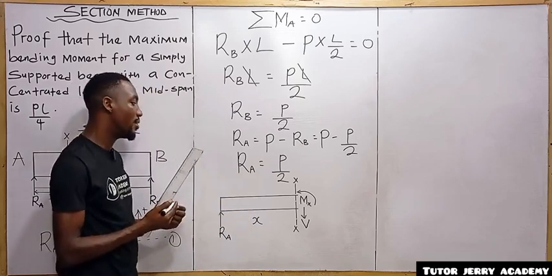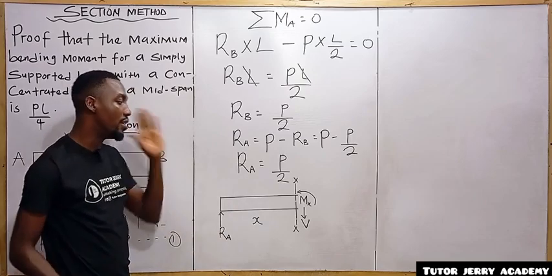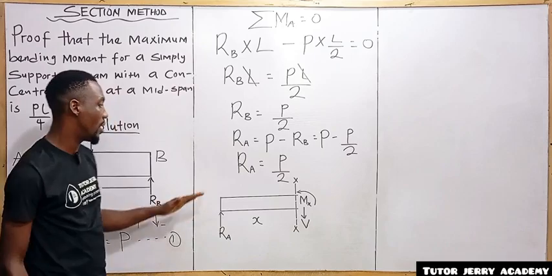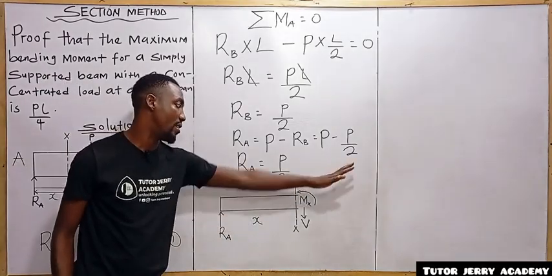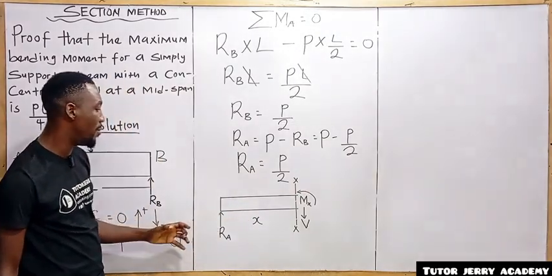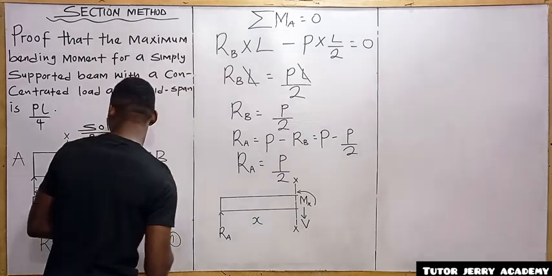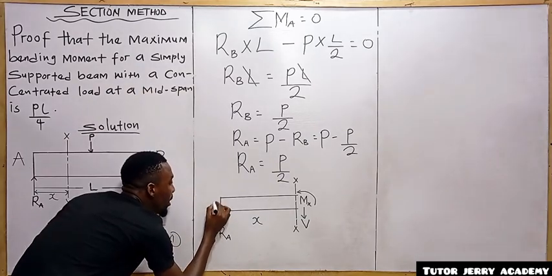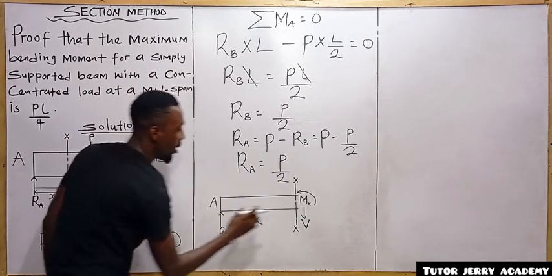Now the next thing, we are going to be considering this sectioning part. So you can write: considering section SS of the beam. All right, so first thing we are going to do is to take our moment about point A. So we have here to be A, and then we have this.